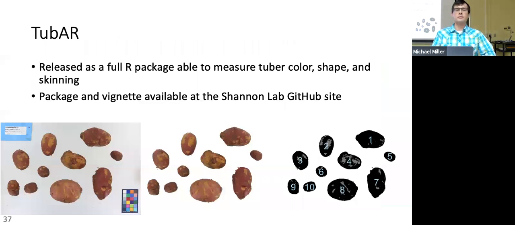And so it is actually a released R package. It's able to measure color, shape, and skinning currently. It's available on the Shannon Lab GitHub if you want to read the vignette or look at the package.